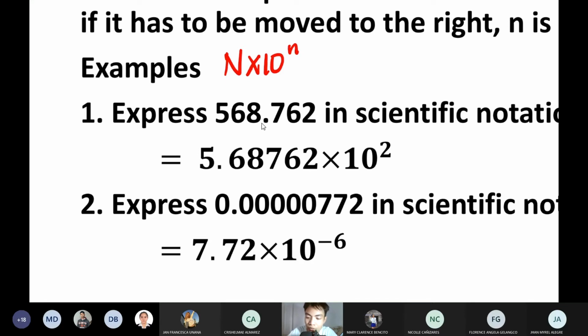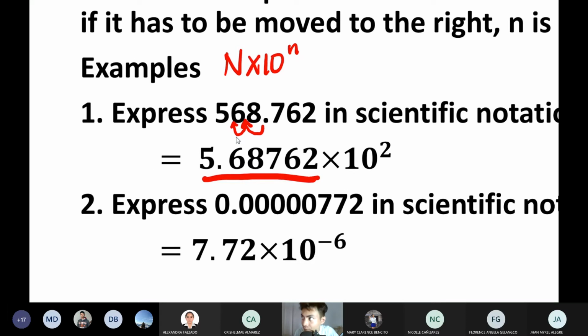So to make it less than 10, I will move my decimal point here sa left. If I place my decimal point here, is that less than 10? No. Kasi kapag nandito na yung decimal point, that will be 56.8 something. That is still greater than 10. So, ano gagawin ko? I will move my decimal point again to the left. So, 2 steps to the left. So, I will get 5.68 something. Okay, 5.68762. So, I have to move my decimal point 2 places to the left. So, I will get this coefficient which is less than 10, and that's the goal, no? Yun yung goal natin parati. Always less than 10 or greater than 1.